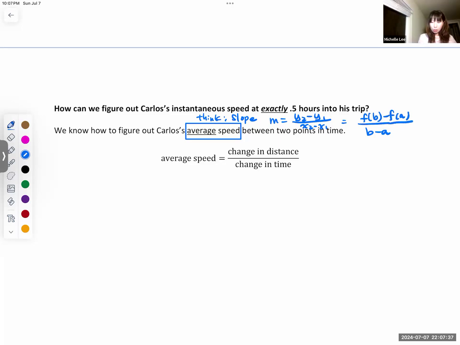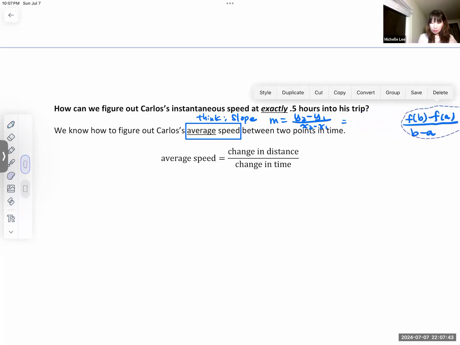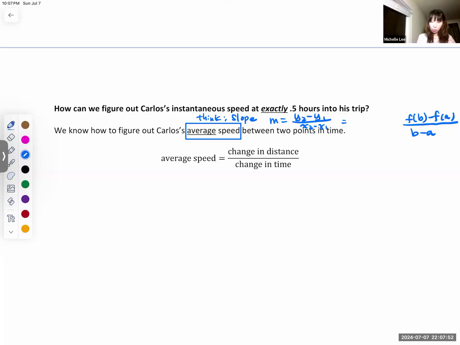Okay, now we knew from the algebra course, y sub 2 minus y sub 1 over x sub 2 minus x sub 1 is change in y over change in x, right? Change in y over change in x. Okay, let's take a look here. Average speed. So change in distance over change in time, right? That's what we did the last time.